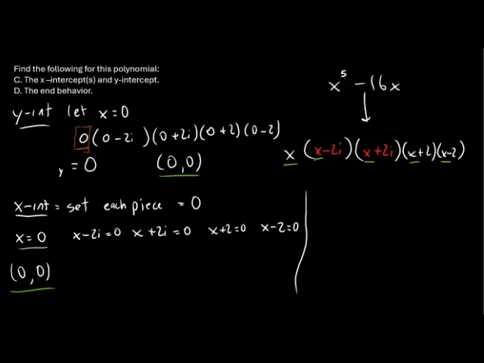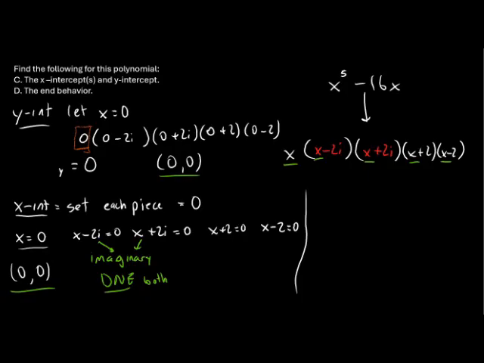Our next pieces are imaginary, x minus 2i and x plus 2i. Anytime you have an imaginary answer, this will not show up on the graph as an x-intercept. Therefore, because these two are imaginary, we can say that this x-intercept does not exist. We'll now say DNE for both.